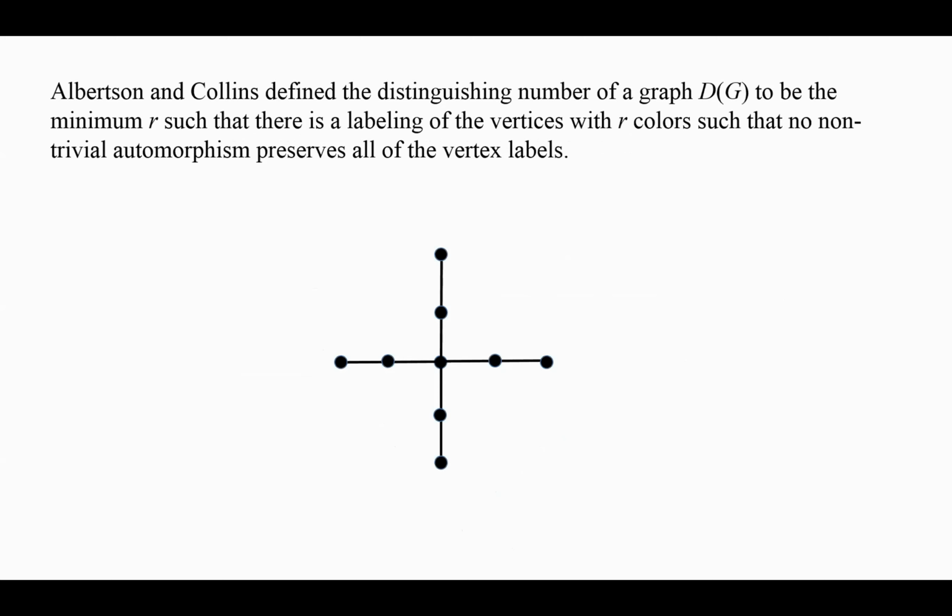Albertson and Collins defined what was known as the distinguishing number of a graph. This is where you put a labeling of the vertices with r colors so that no non-trivial automorphism preserves all of the vertex labels. So here's what they did. If we look closely, stemming from the start here, we've got the binary combinations plus 1: 1, 1, 1, 2, 2, 1, and 2, 2. And that makes that graph distinguishable.